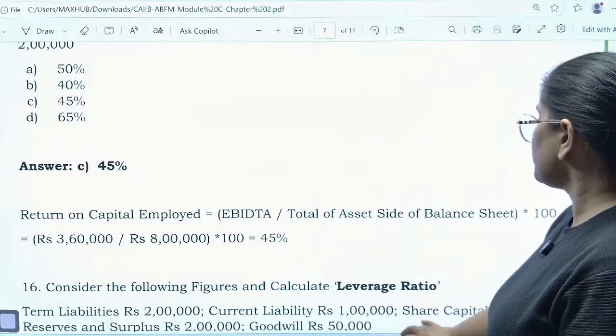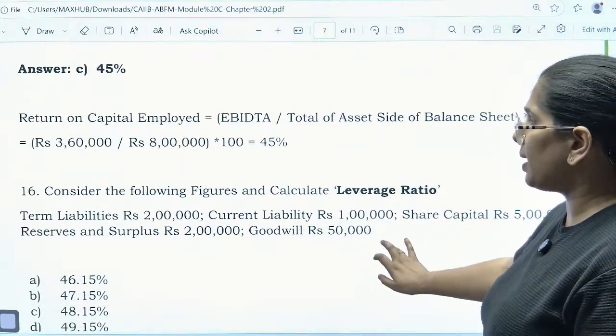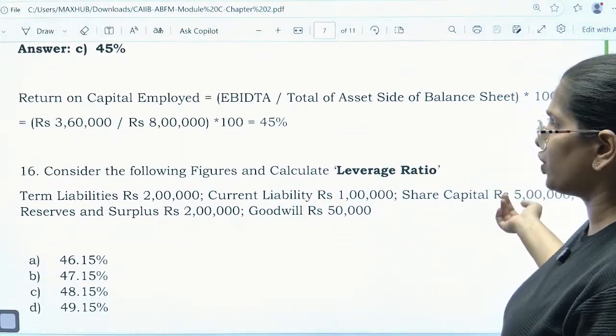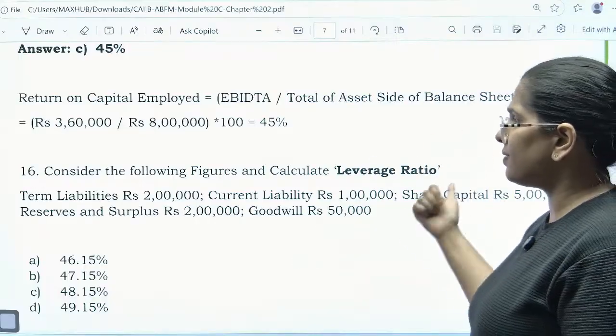Okay, now next we have the leverage ratio. We have term liabilities, current liability, share capital, reserve and surplus, and we have the goodwill.